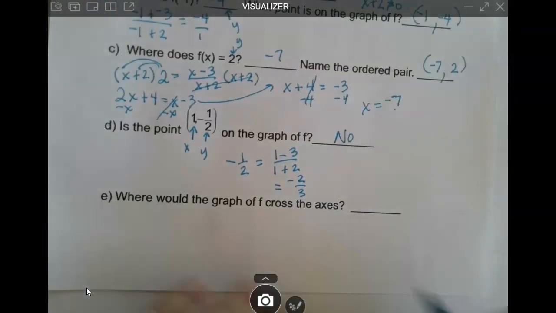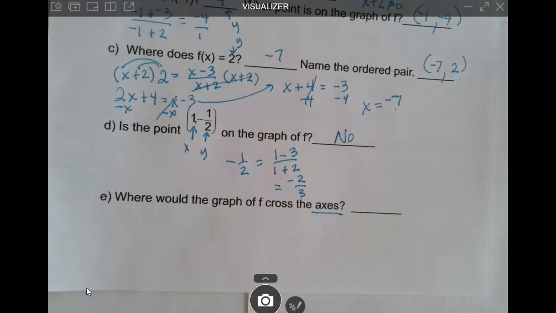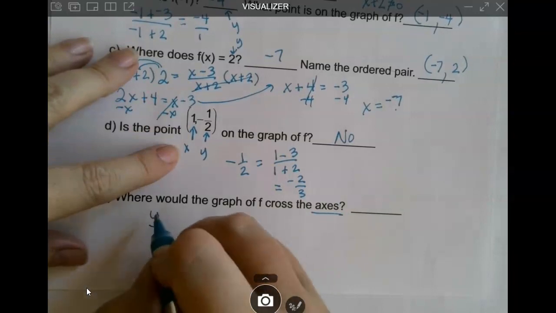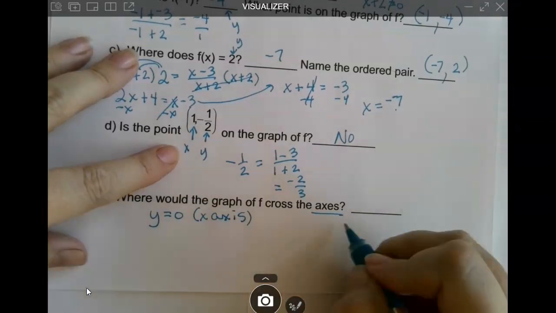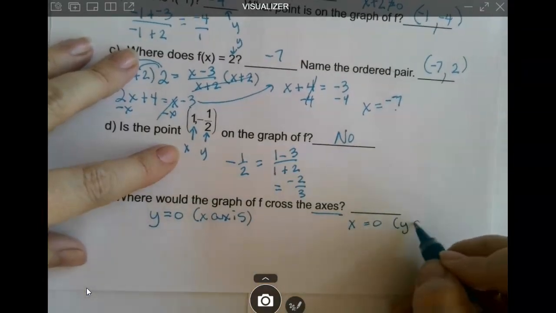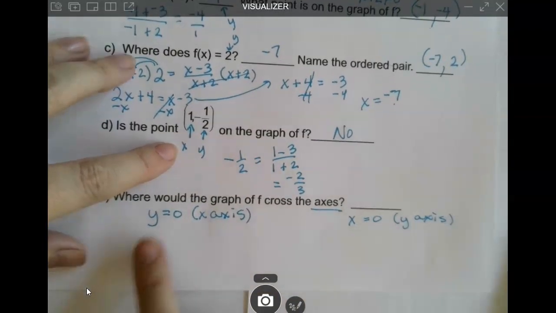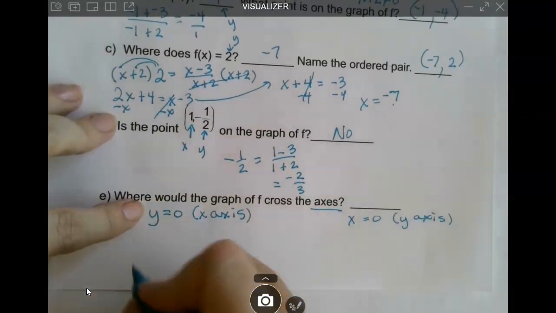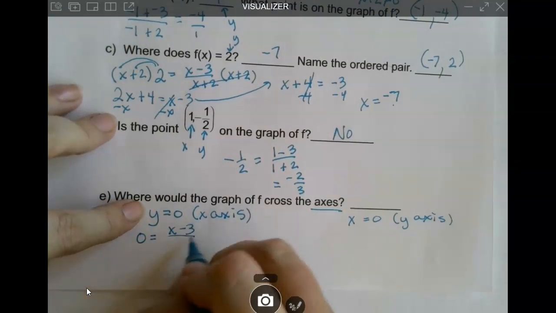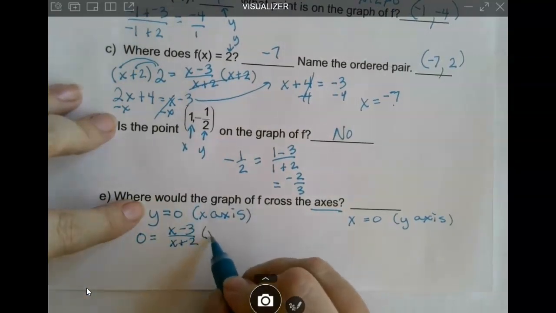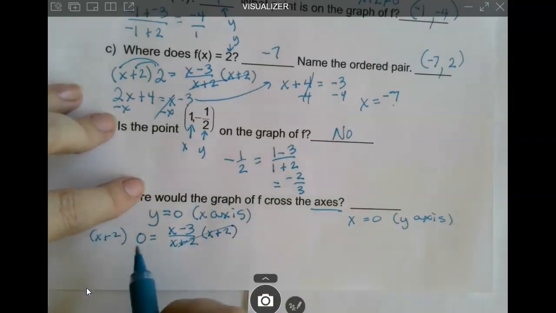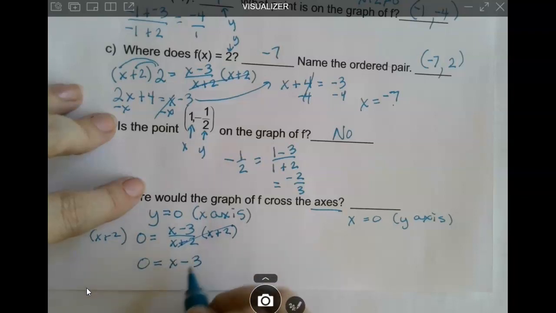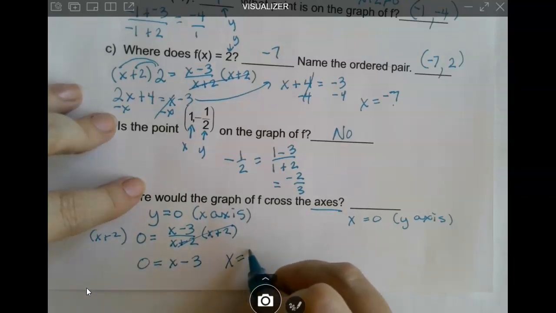And where does it cross each axis, the x and y axis? So we're going to find where it crosses. Y equals 0 is where it crosses the x-axis. And at x equals 0 is where it crosses the y-axis. So for this one, I'm going to set the whole thing equal to 0. Remember, when I multiply times the bottom, it really just goes away because this side cancels and anything times 0 is still 0. So this side, add 3 to the other side, I get x equals 3.